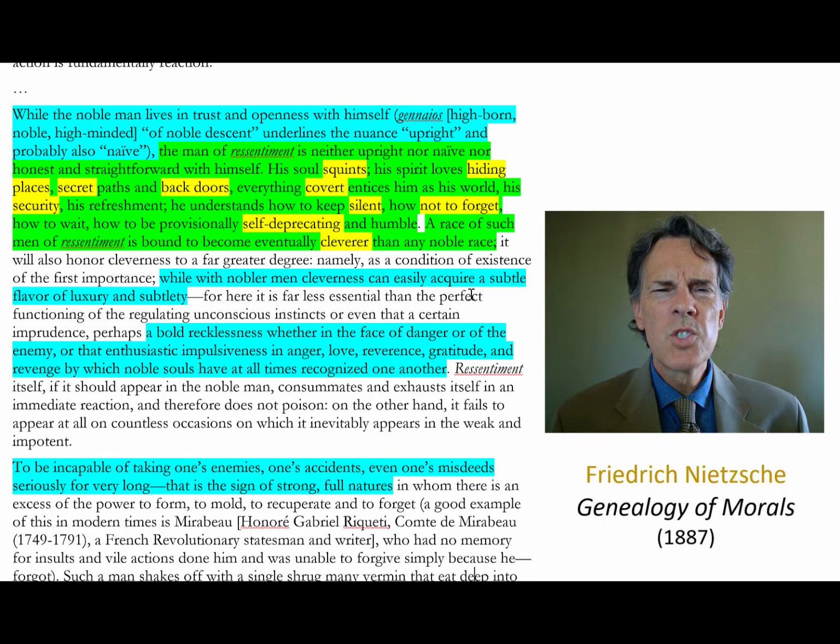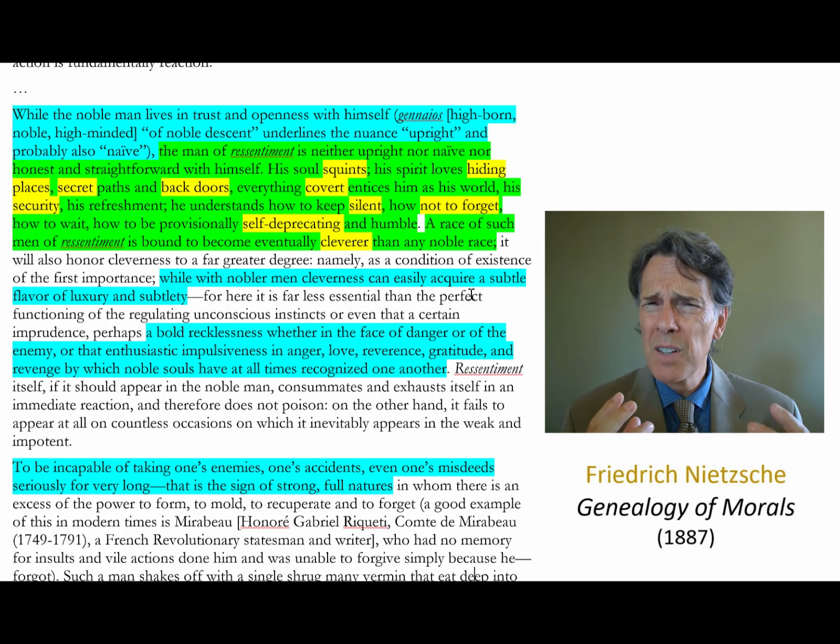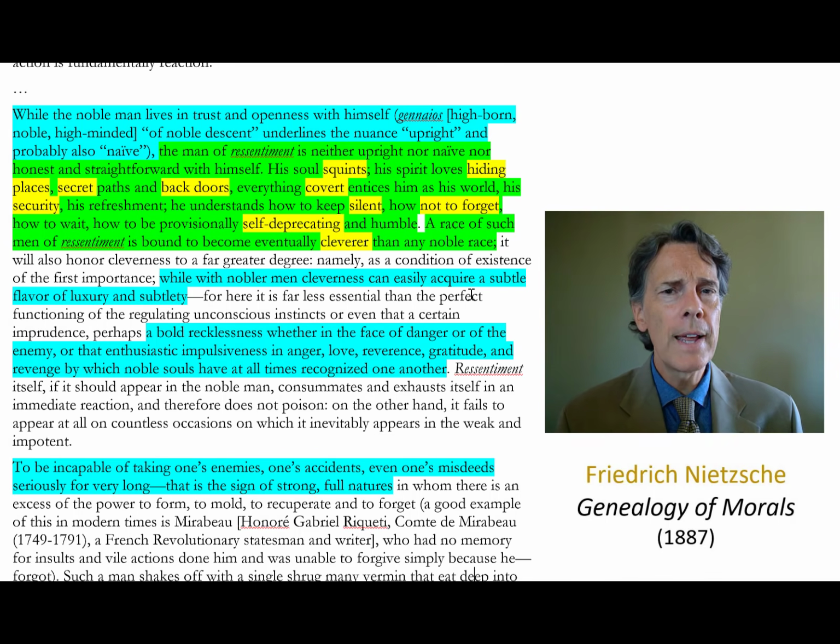His soul squints. Right? Instead of looking you straight in the eye, we know there's a kind of squinty, sidelong glance type of person. His spirit loves hiding places, secret paths and back doors. Everything covert entices him as his world, his security. He knows how to keep silent, how never to forget. We know there are people who just hold on to grudges forever. They can't get it out of their system.